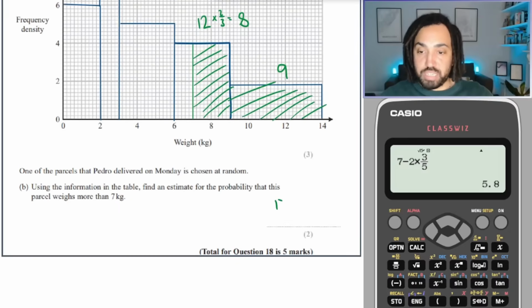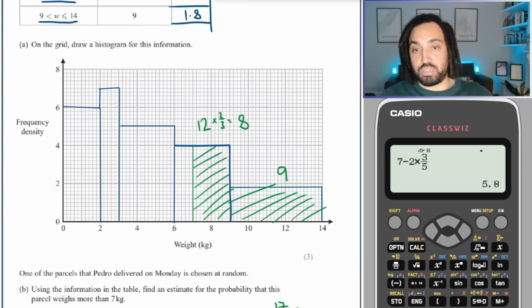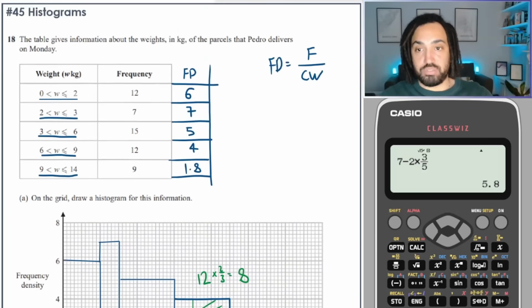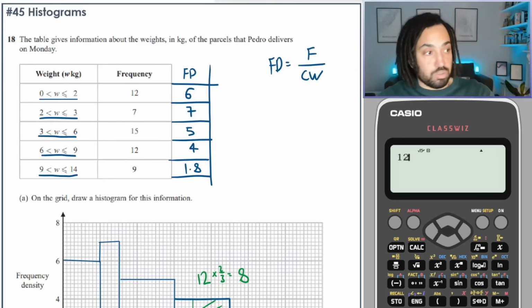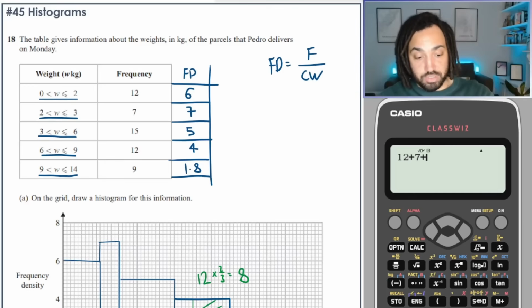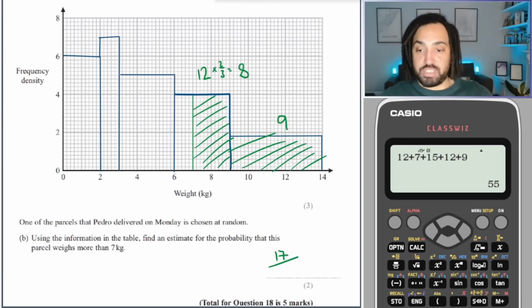So the probability will be 17 out of the total number of parcels, which hopefully is given. No, it's not given. So we're going to have to add up the total. So that's 12 plus 7 plus 15 plus 12 plus 9. So it's 55. So it's going to be 17 out of 55.